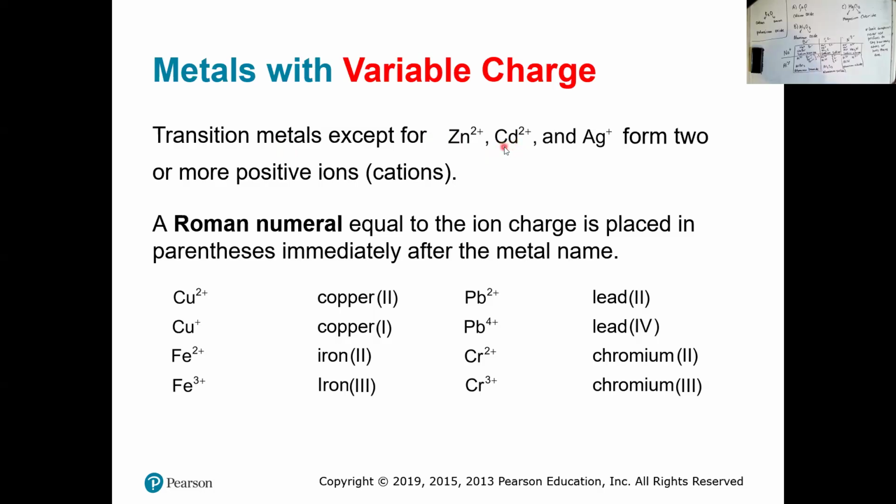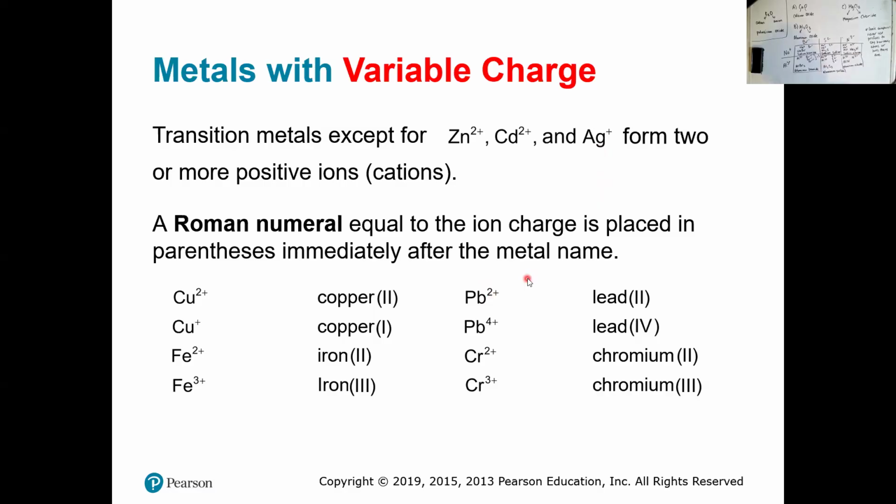Cadmium always has a +2 charge, even though it's inside of your transition metal box. And silver has a +1 charge, even though it's inside your transition metal box. All of your other transition metals inside of that box are going to have charges that change. There are two other elements that you need to pay attention to that are outside of your transition metal box that also have charges that change.